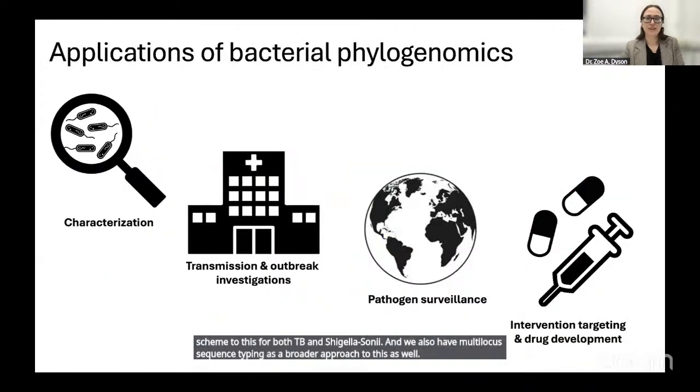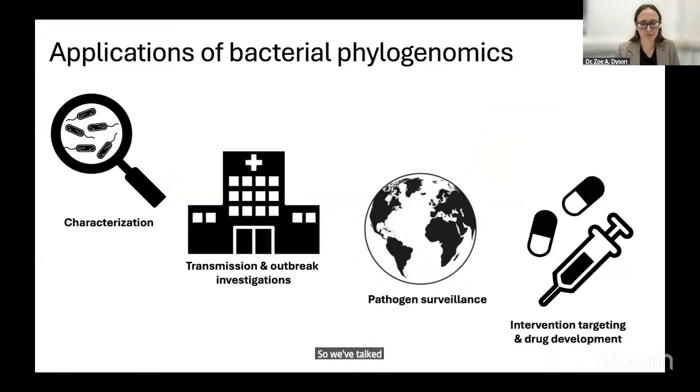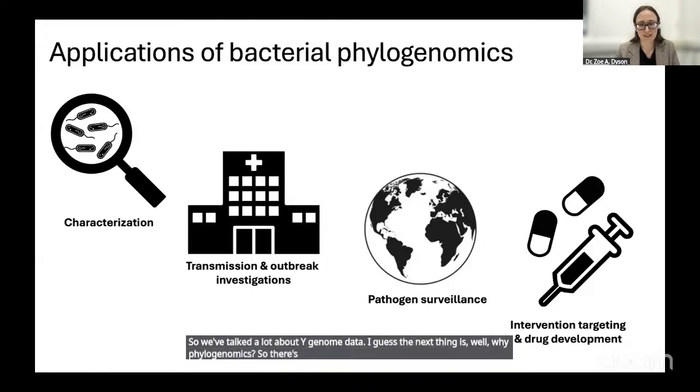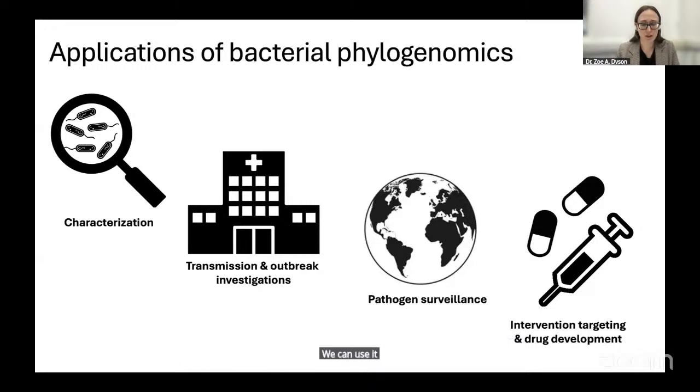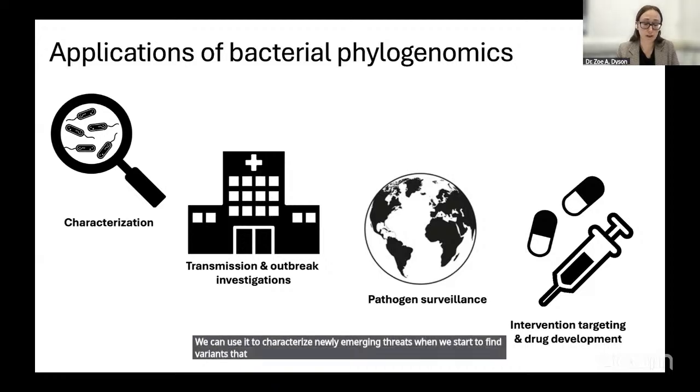So we've talked a lot about why genome data. I guess the next thing is, well, why phylogenomics? So there's a variety of different ways that phylogenomics can enrich our study of bacterial pathogens. We can use it to characterize newly emerging threats when we start to find variants that may be more difficult to control coming through in diagnostics. So we can understand how these have emerged, what they're most similar to, and start thinking about control and intervention strategies.